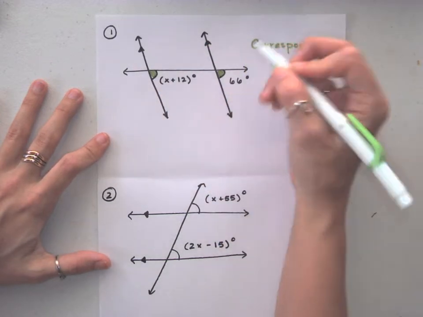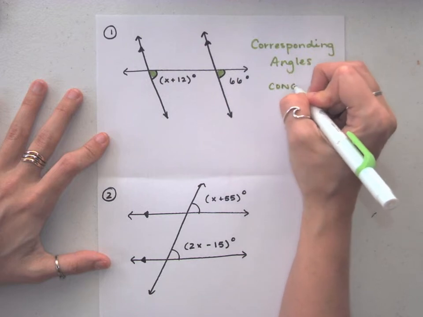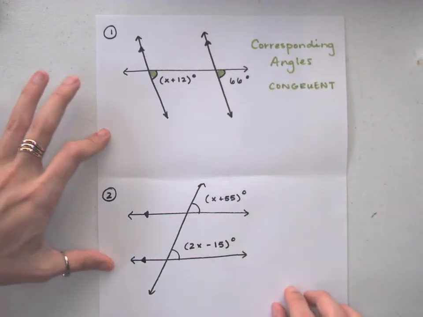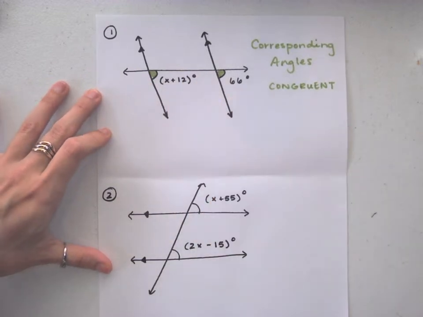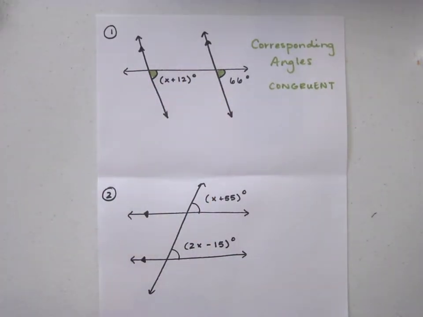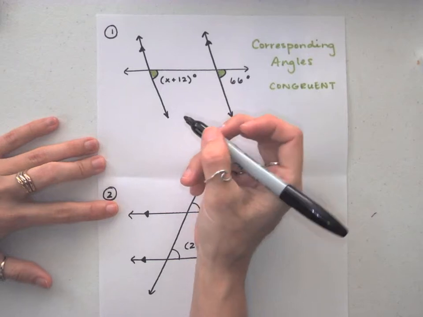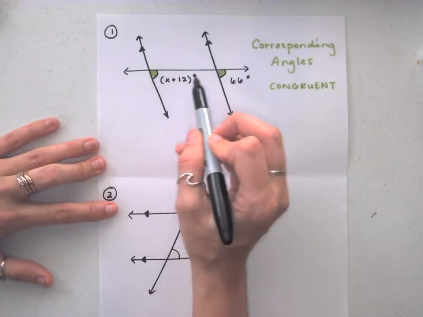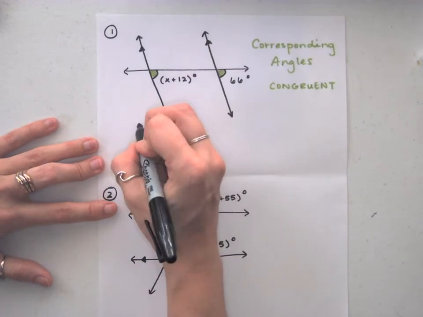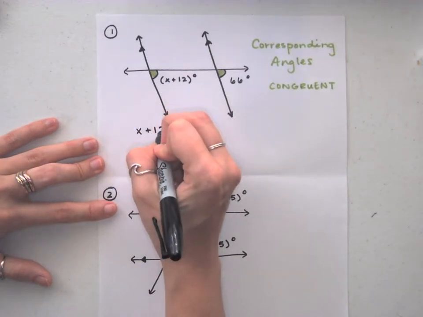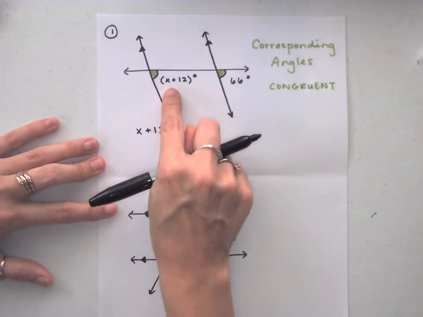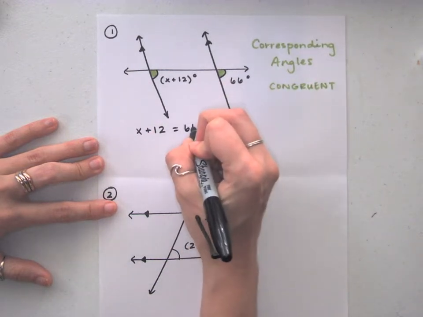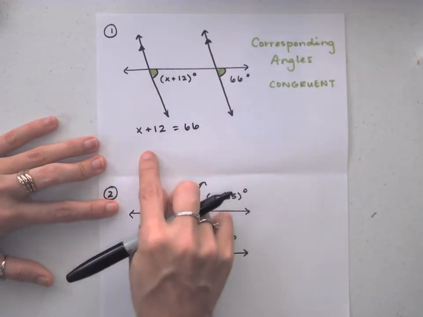Corresponding angles are always congruent, and that means that our one angle is going to be equal to the other angle. So we can figure out the information that we need to know, the missing information, by setting these two values equal to each other. So x plus 12 degrees is going to need to be the same as its corresponding angle, which is 66 degrees.